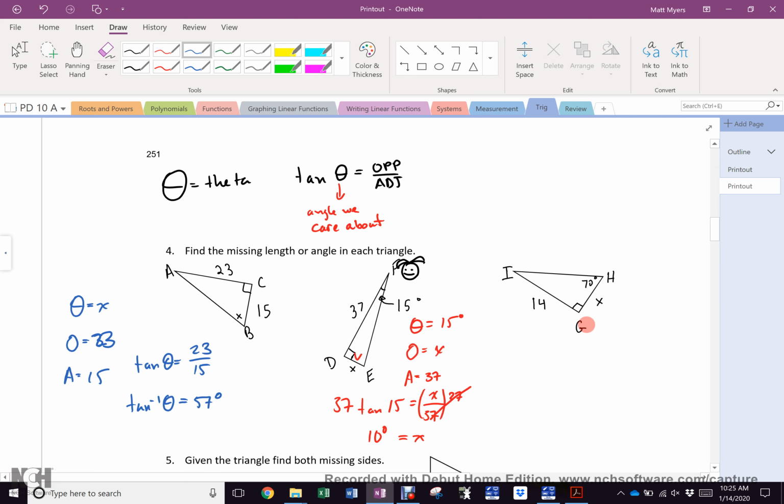Is there an angle I care about? What is it? 70, which means I now... Now, what is my opposite? 14. What is my adjacent? Tan of theta is opposite over adjacent. So what do I write here?